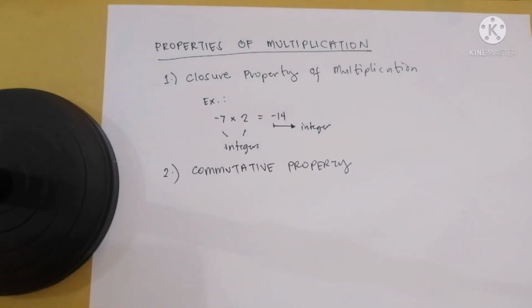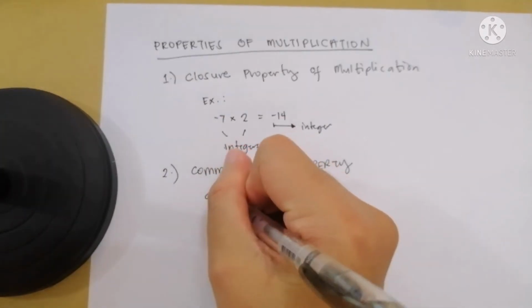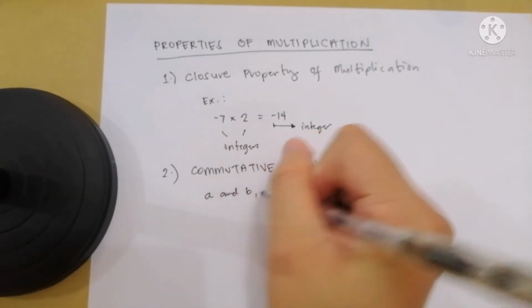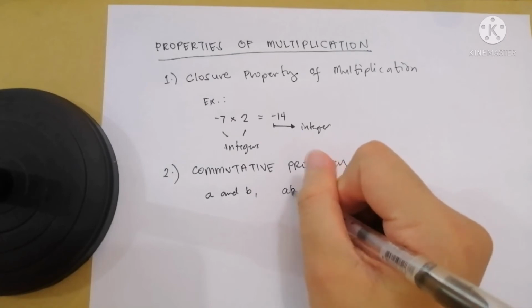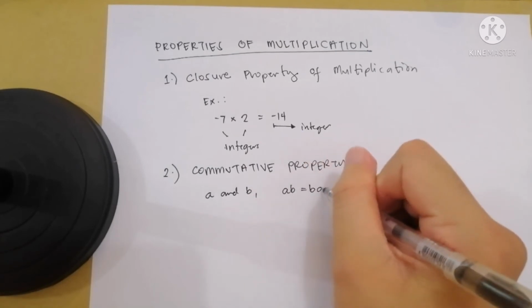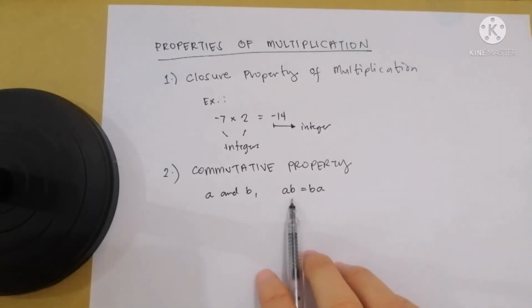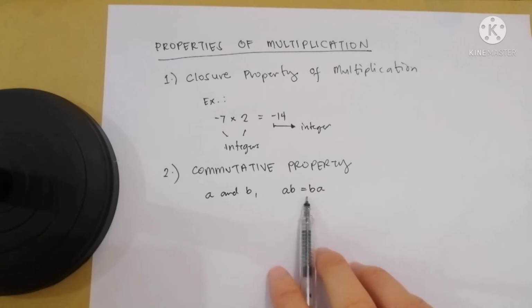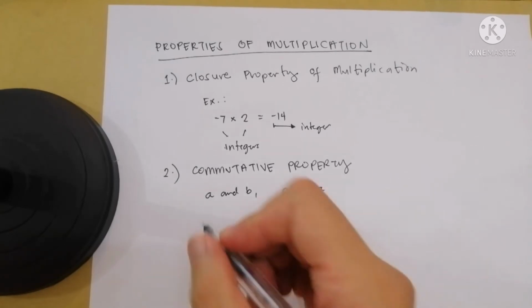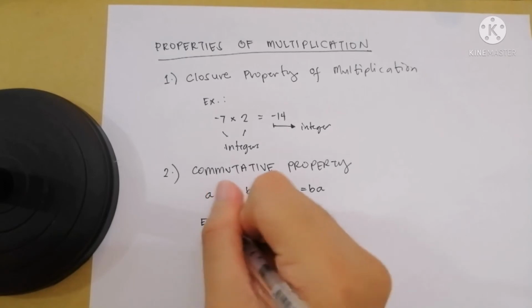Next one is called the commutative property of multiplication. The commutative property of multiplication states that changing the order of the factors does not affect the product. So for any integers a and b, ab is equal to ba, or in other words, a times b is also equal to b times a. So let's have an example here.